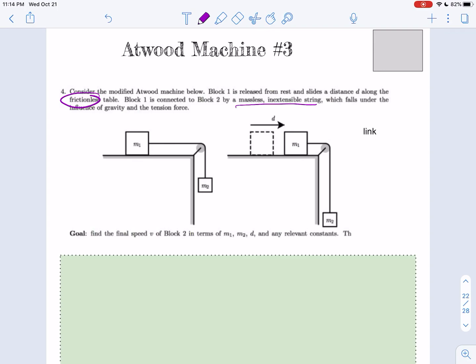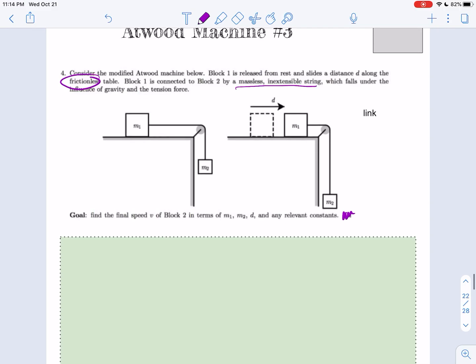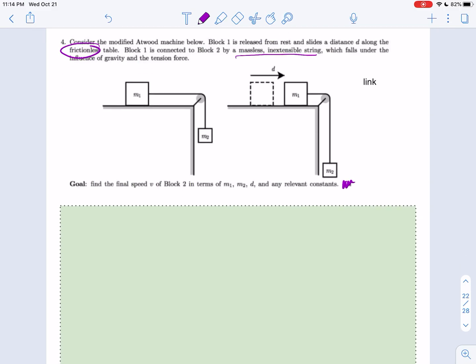Find the final speed v of block 2 in terms of m1, m2, d, and any relevant constants. I don't know what d is doing there, but again, just do the same thing you always do. I'm going to say that way is positive. Make sure you mark that on your picture.